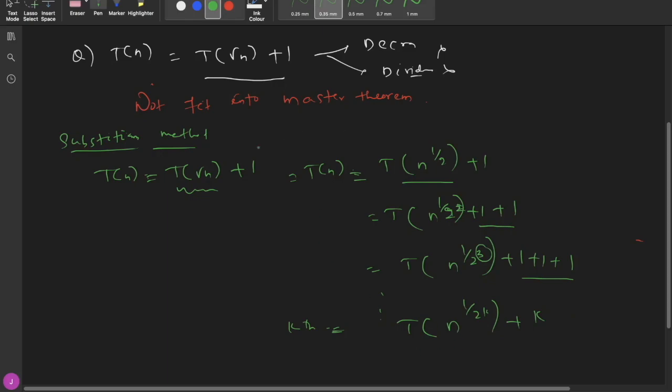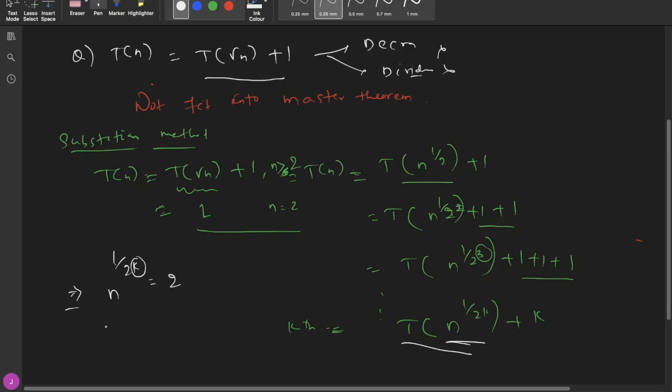This will stop at some point. There must be some base condition. I am taking n equals 2 as the base, so this is for n greater than 2. For n equals 2 I am getting 1. Given this base condition, we have to make this part, n power 1 by 2 power k, equal to 2. At that point only it will stop, because this is the base condition. Now I have to find the value of k where this part becomes a constant.